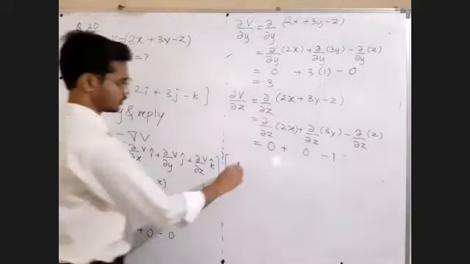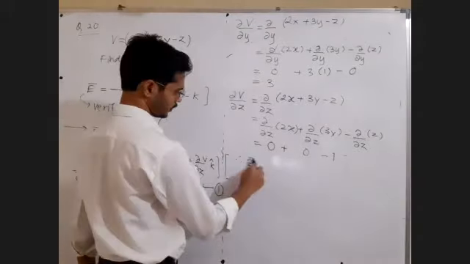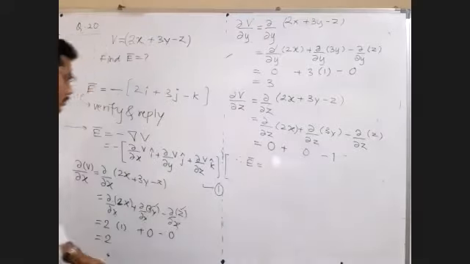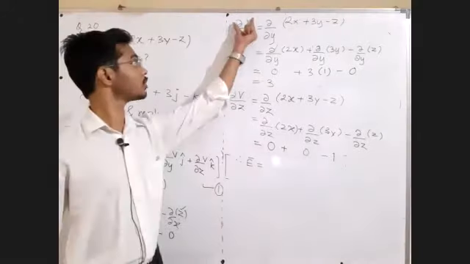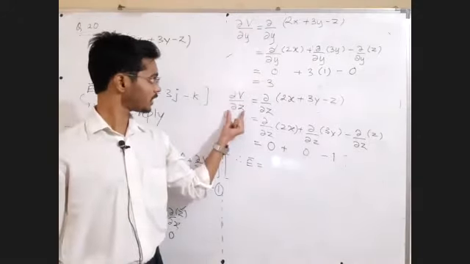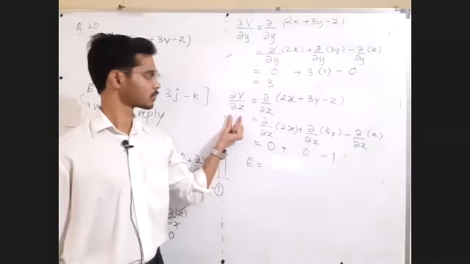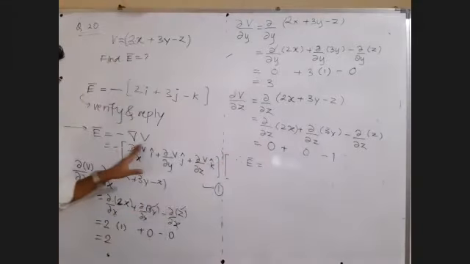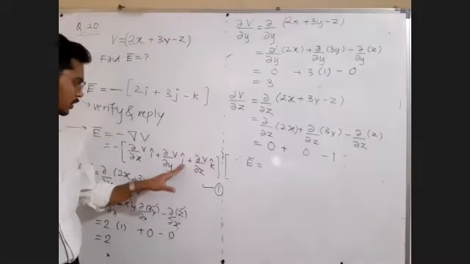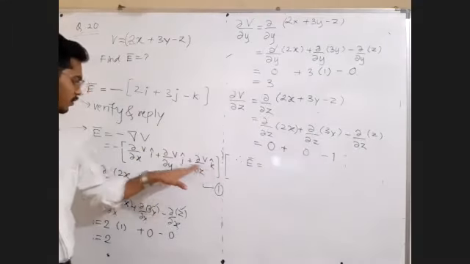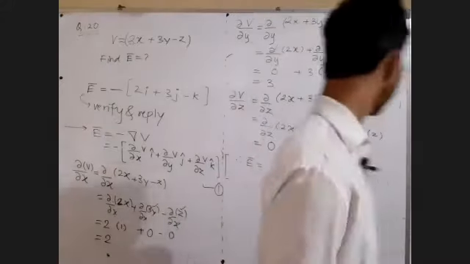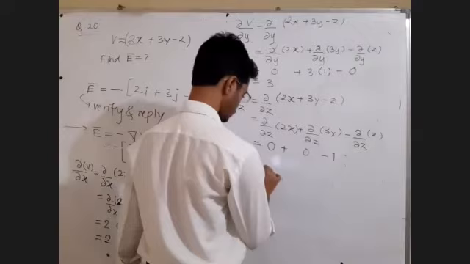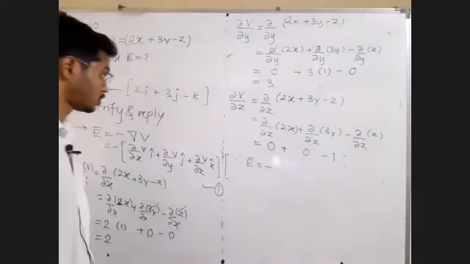Okay. Therefore, electric field. Generally, students, what is the mistake that they do? They find out dou v by dou x, dou v by dou y, dou v by dou z, and they simply write dou v by dou x into y, dou v by dou y into z, dou v by dou z into k. They forget this minus sign and their answer gets wrong. So I should not forget that minus sign.